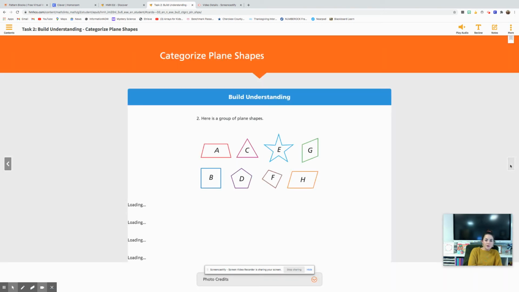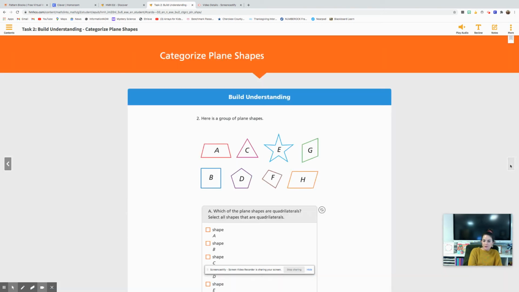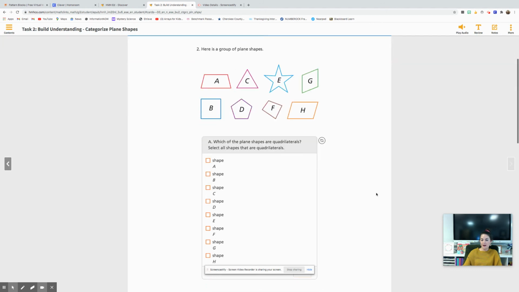Now, we're going to go to page 521. And it gives us a group of shapes right there. Do you see those? The question they ask us first is which of these shapes are quadrilaterals? I want you to circle or write down the letter for the shapes that are quadrilaterals, the ones that have 4 sides. Okay? You can pause and do that.